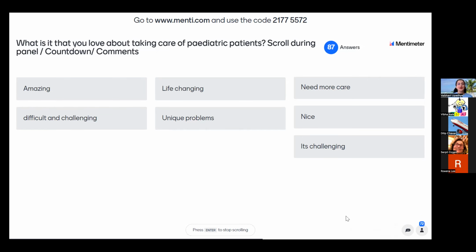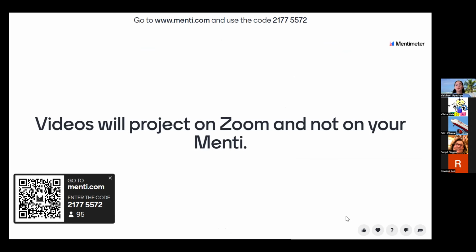Okay. All right. So now we go to the next aspect, which are the videos that will be projected on Zoom and not on your Menti. So if we show you some video, it will be on the Zoom platform and not on your Menti. But on your Menti, of course, you can type the emojis that tell us whether you like that video or that image. I can already see that coming from here.